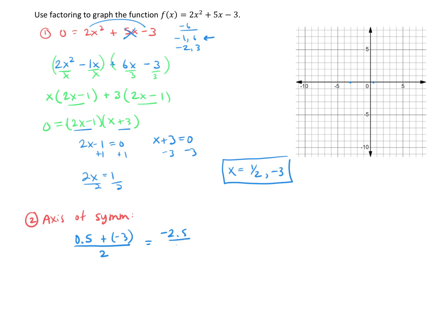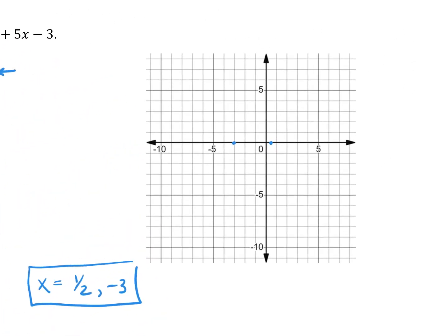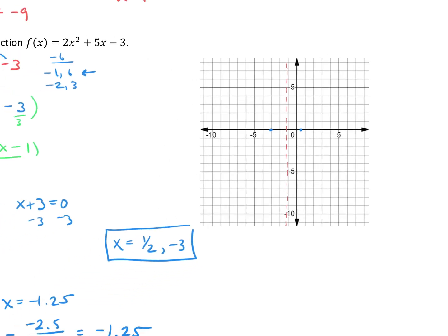So 0.5 plus negative 3 is negative 2.5. Divide by 2, we get a negative 1.25. So our axis of symmetry is x equals negative 1.25. We're going to draw that in, and it'll be, as best as we can do, a 0.25, so we'll just estimate where that is. It's hard to get super exact on a graph. So here we have a negative 1, and then about a quarter of the way further than that, our axis of symmetry of x equals negative 1.25.